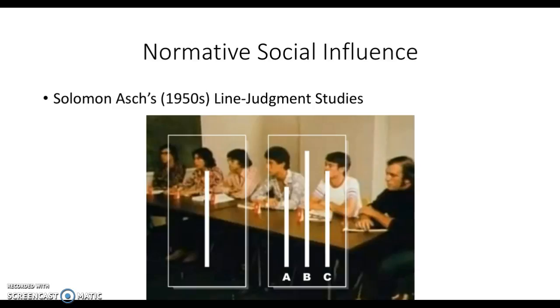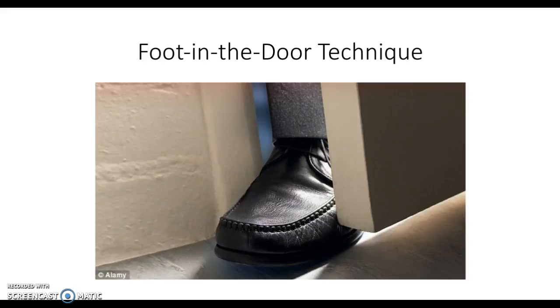Research on the normative social influence has been supported by the famous Solomon Asch line judgment studies of the 1950s, which is described in detail in a separate video for this section. Now that we have this understanding of conformity and the informational versus normative ways in which people are socially influenced, we can look further into how these social influences are used by others to get people to do what they want them to do, with techniques like the foot in the door and door in the face.